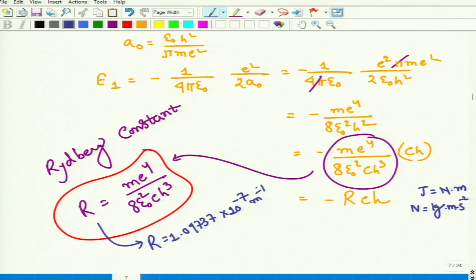So in this part let me stop here. In the next part we will carry forward from here, and we will evaluate the speed of electron in nth orbit, and also we will discuss the ionization energy concept. Okay, so let me stop here, we will continue from here in the next part. Thank you.